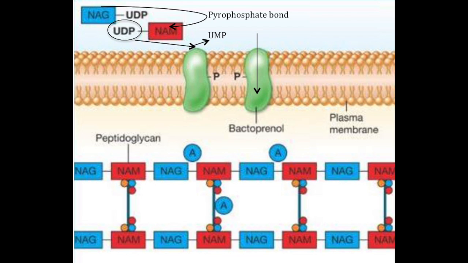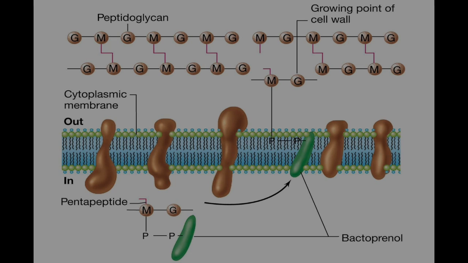Now, before bactoprenol can transport both NAG and NAM across the membrane, the two molecules need to be attached. In order to do this, both the UDP molecules donate their phosphate group to bactoprenol. Once these phosphate groups are attached, they form a pyrophosphate bond which binds both the NAM and the NAG together. Once they form the NAG-NAM pentapeptide, it is able to cross the membrane layer through bactoprenol.